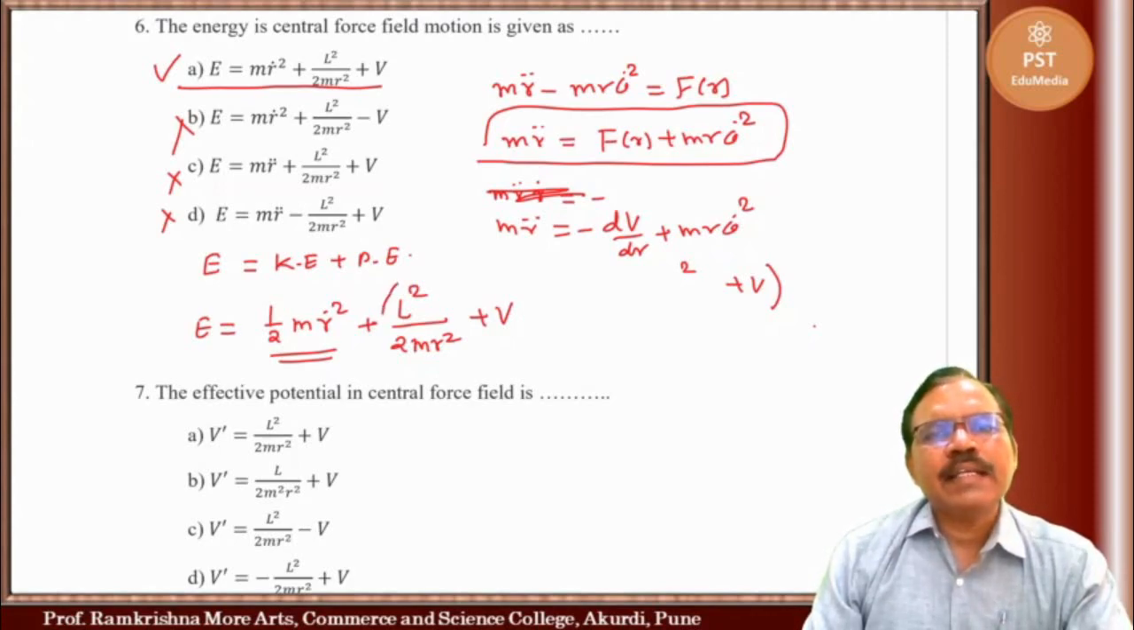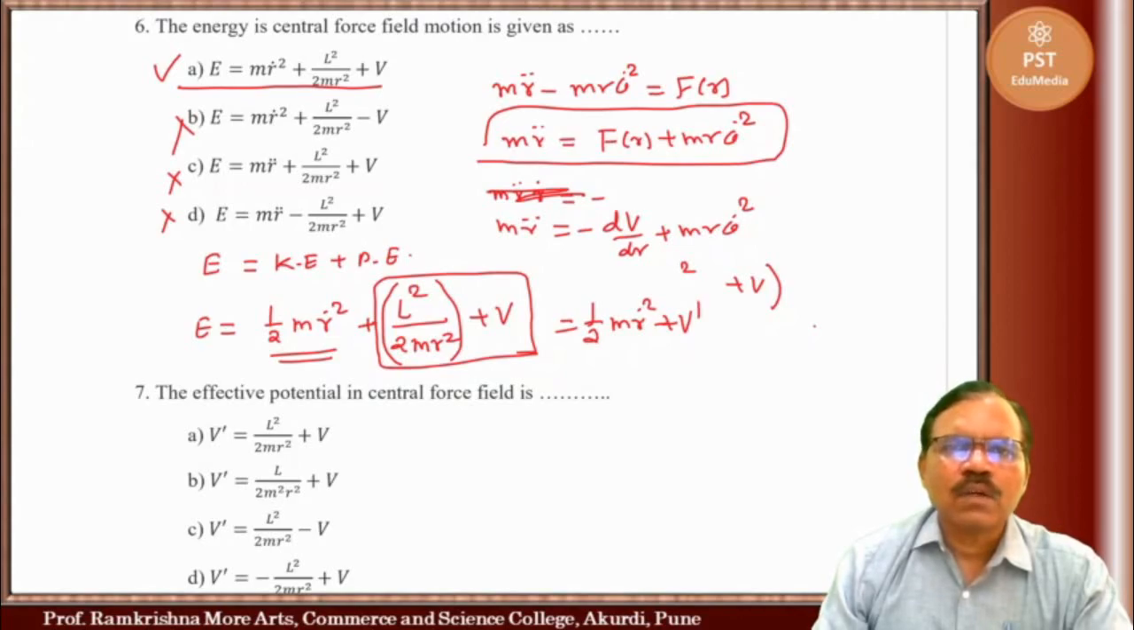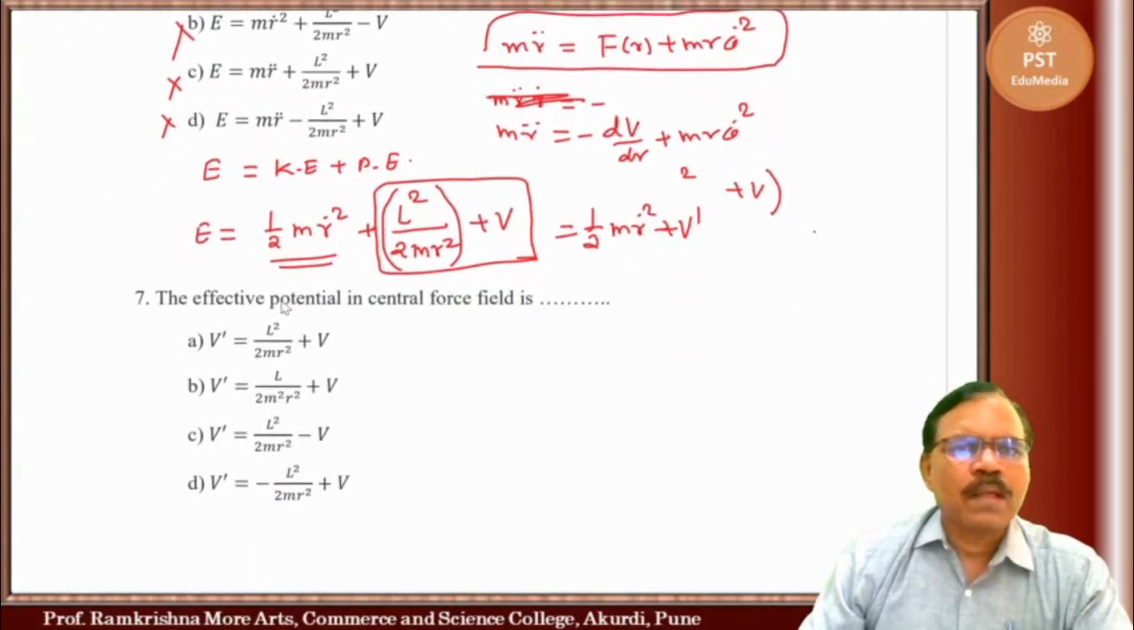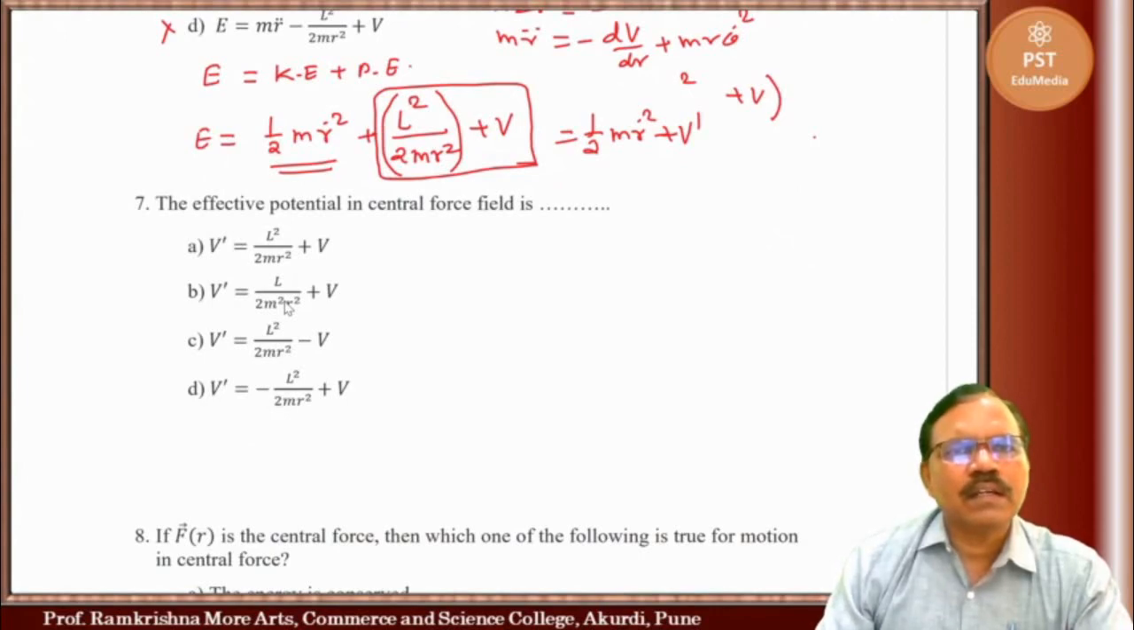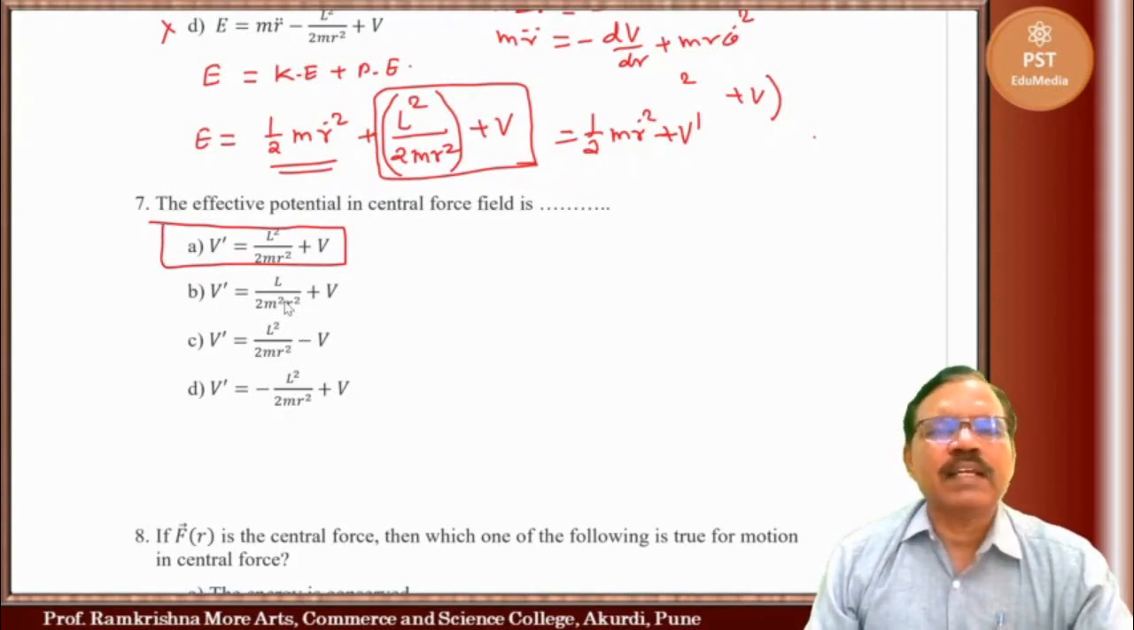So we get here an additional term due to motion. So this whole term is called effective potential, V dash. So we can write this as 1/2 m r dot square plus V dash. V dash is effective potential. So V dash is L square upon 2m r square plus V. So here out of these four, this one is correct: L square upon 2m r square plus V.